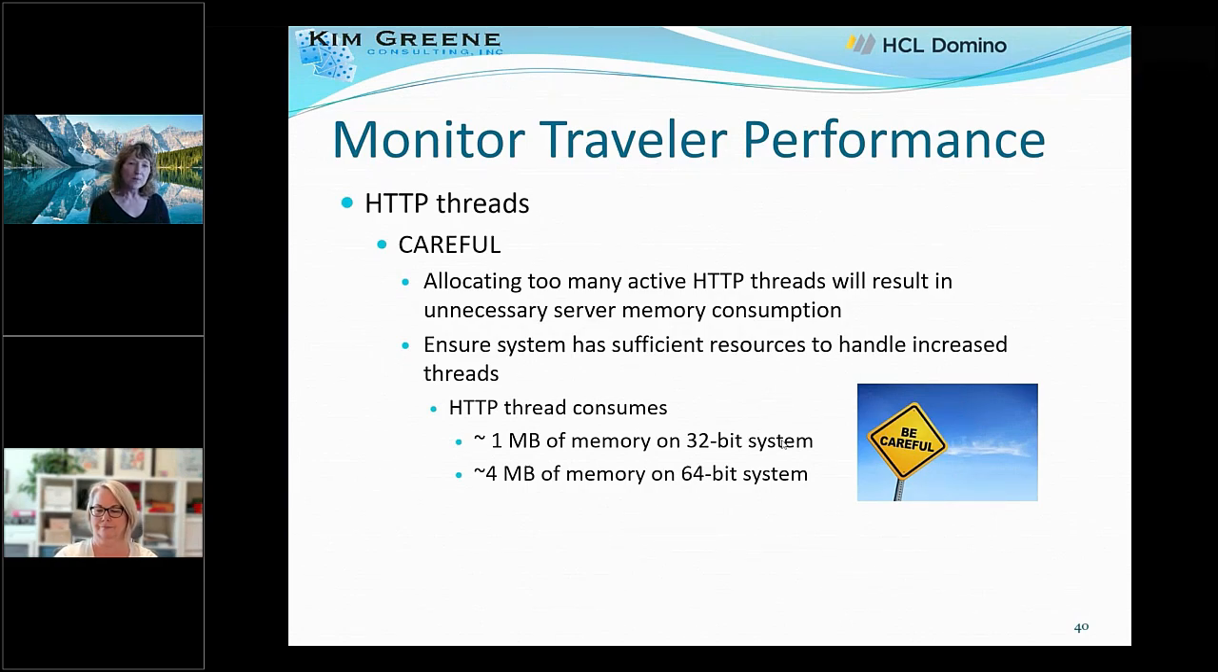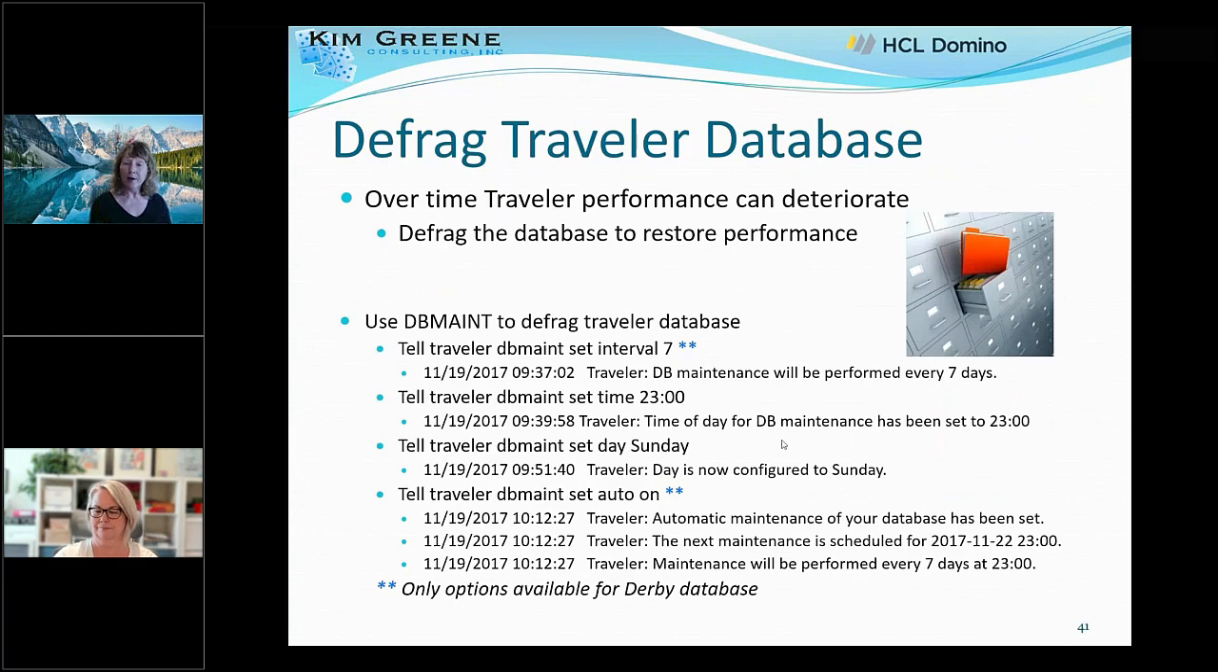The other thing you want to do on a regular basis is to defragment the Traveler database, whether it happens to be the Derby database or the underlying relational database. You want to defrag that. There's a utility built right into Traveler called dbmaint, and you can set your interval. If you have a high availability database, so you've converted it to HA, then you can also set the time in the day. Those options are not available if you're using the non-HA, just the Derby database.